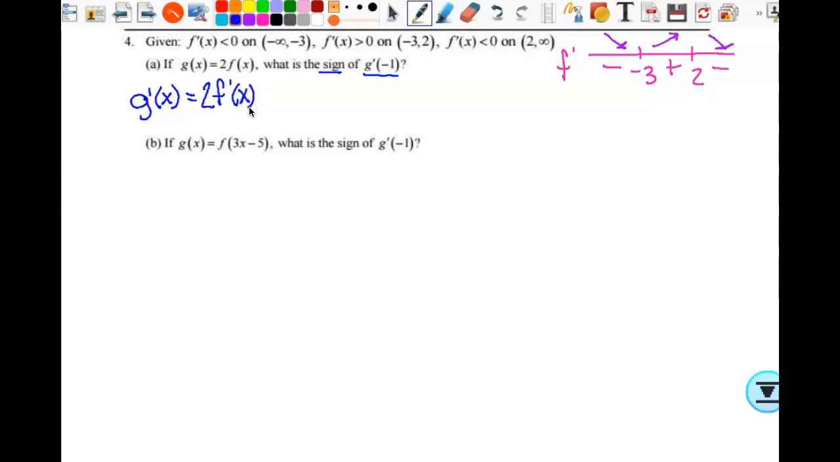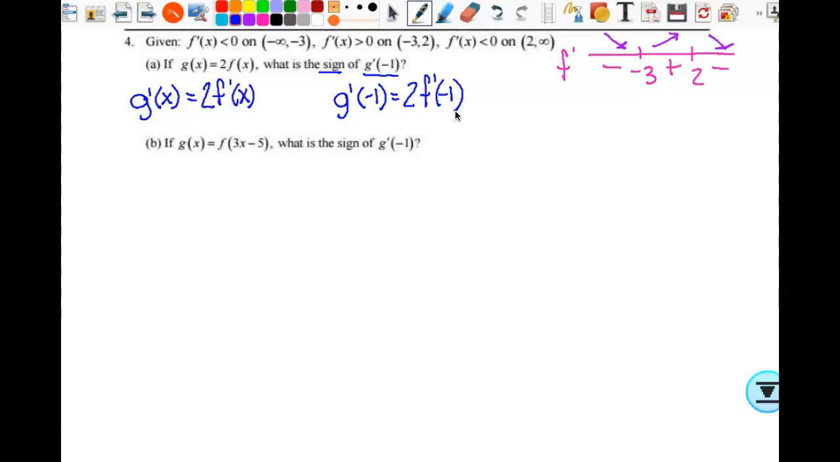Now, does it ask us for the actual value of g prime of negative 1? No. It asks us for the sign. Sometimes we can't find the value. They may ask us for the sign and we can find the value, but I don't think we have enough information here. But if I want to know, g prime of negative 1 would be equal to 2 times f prime of negative 1.